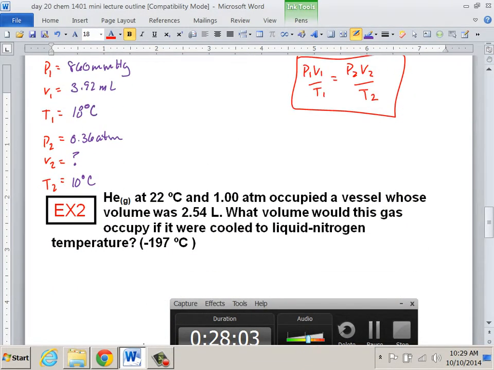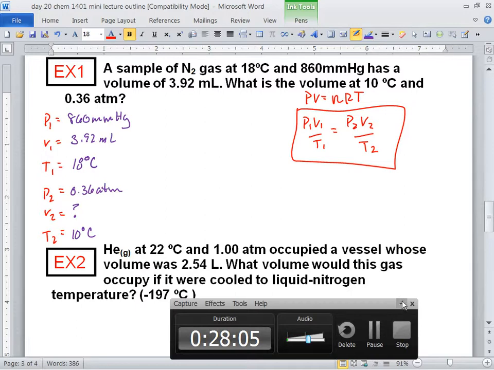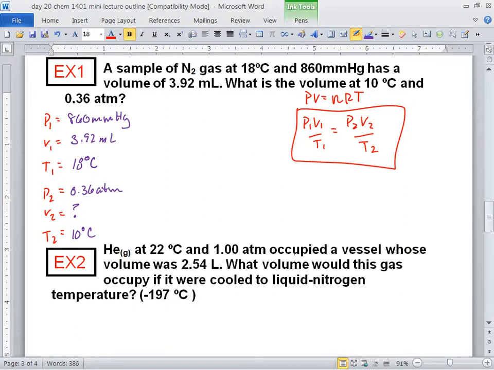Okay, she said convert all the temperatures, right? So what's 273 plus 18? 291. Okay, and this would be our T2, that'd be 283. Do we need to do any other converting?